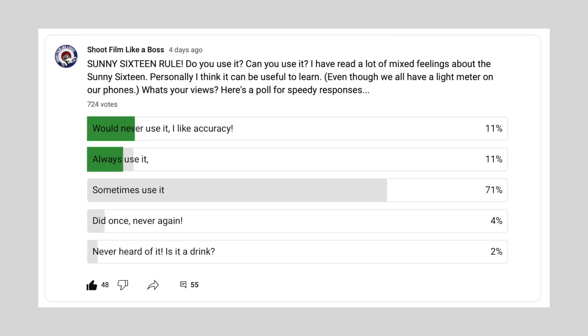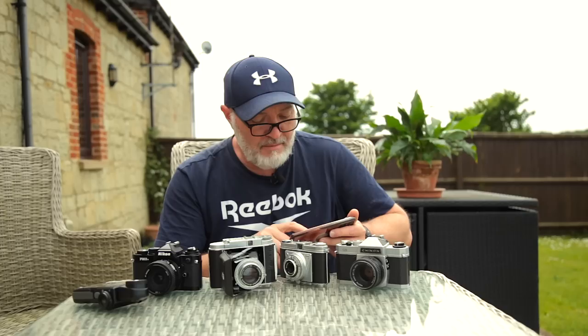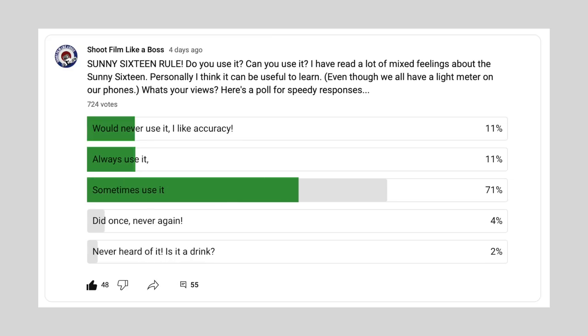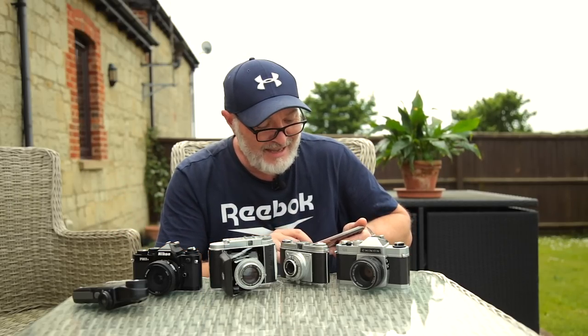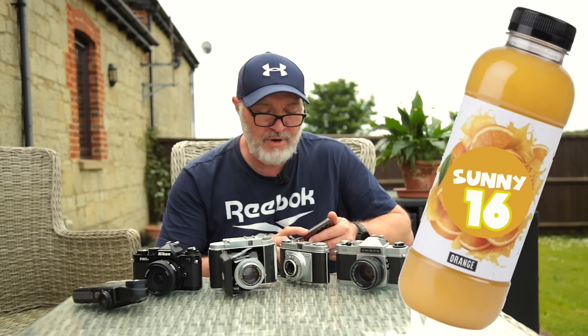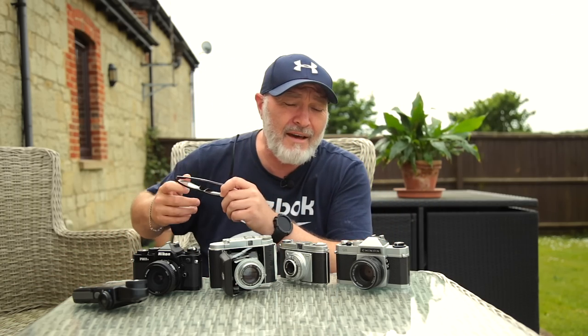11% of you again said you always use the Sunny 16 rule. I'd be interested to know what sort of photographers you guys are. And 71%, a whopping 71%, said they sometimes use it. 4% said they did once, but never again. So I can only suspect that they've gone out, shot the Sunny 16, buggered it all up and went, I ain't doing that again. And 2% of you said that you'd never heard of it. Is it a drink? I don't know if that 2% was winding me up, but maybe they haven't. So it was interesting, and have a look at that thread, because there's loads of interesting comments on there as well for you to read if you're interested.